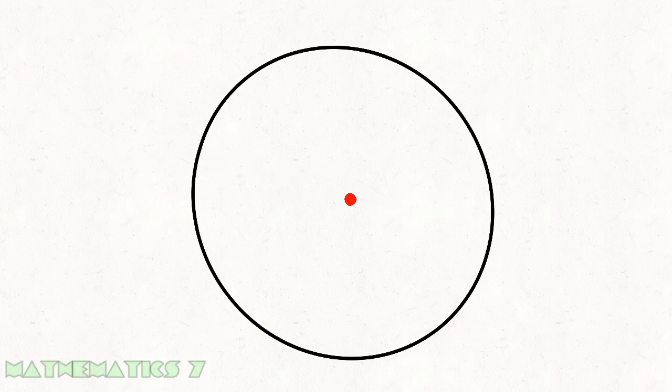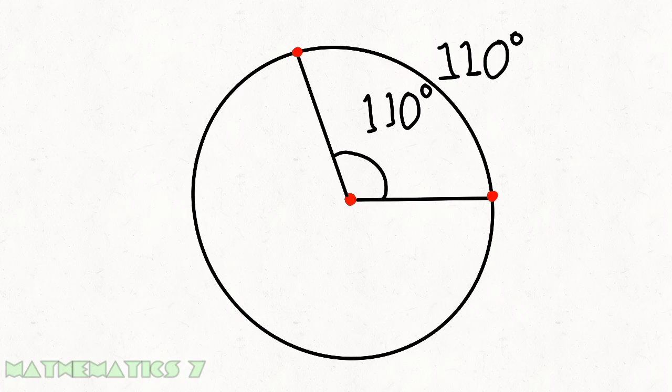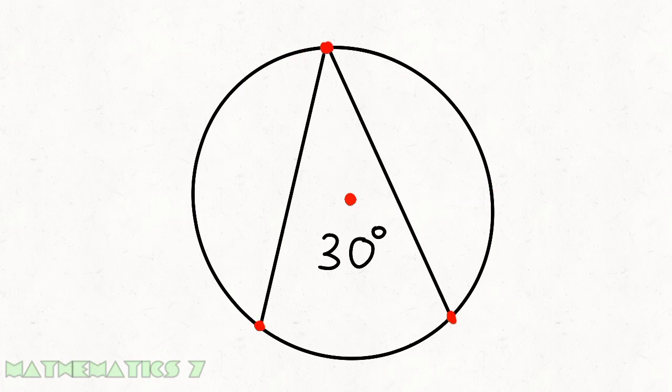If the central angle is 110 degrees, the intercepted arc would be also 110 degrees because the central angle is equal to the measure of the intercepted arc. Half the measure of the intercepted arc is the measure of the inscribed angle. Twice the inscribed angle is equal to the measure of its intercepted arc.